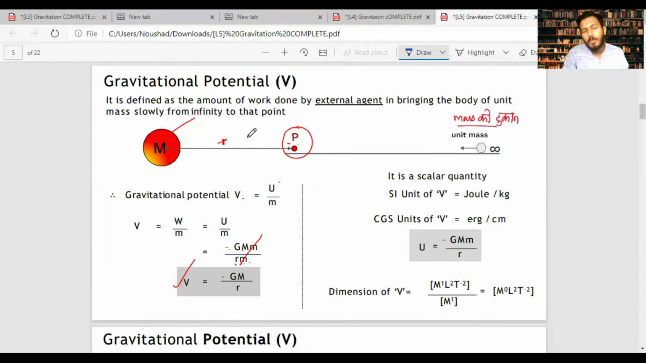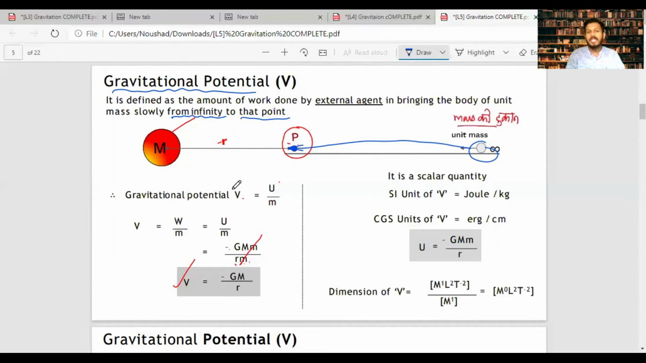But here, the body is brought from infinity to that point. I want to know what the gravitational potential is at this point P. I just bring a unit mass from infinity to that point. How much work is done for that? For bringing that unit mass body to point P, how much work is done? That is the gravitational potential. So gravitational potential is defined as the work done by the external agent in bringing a unit mass slowly from infinity to that point.